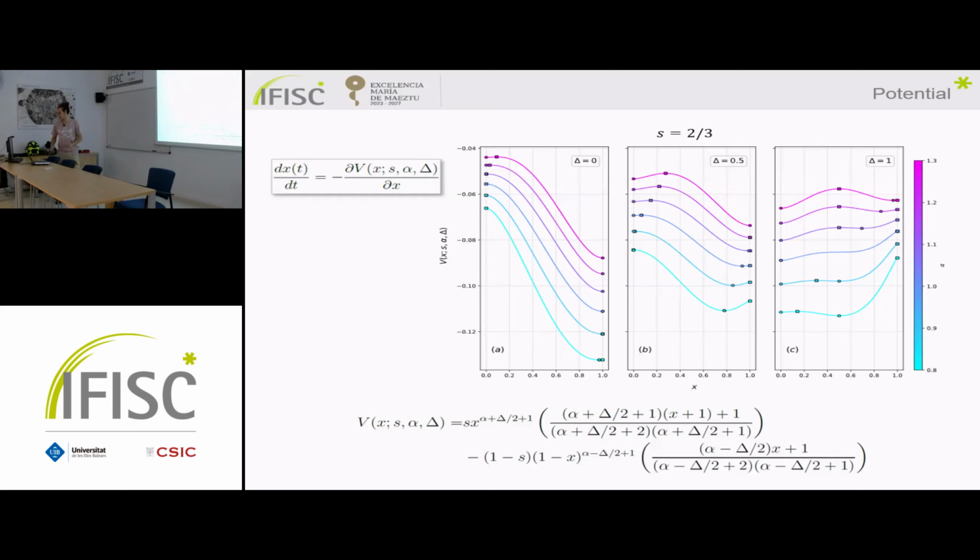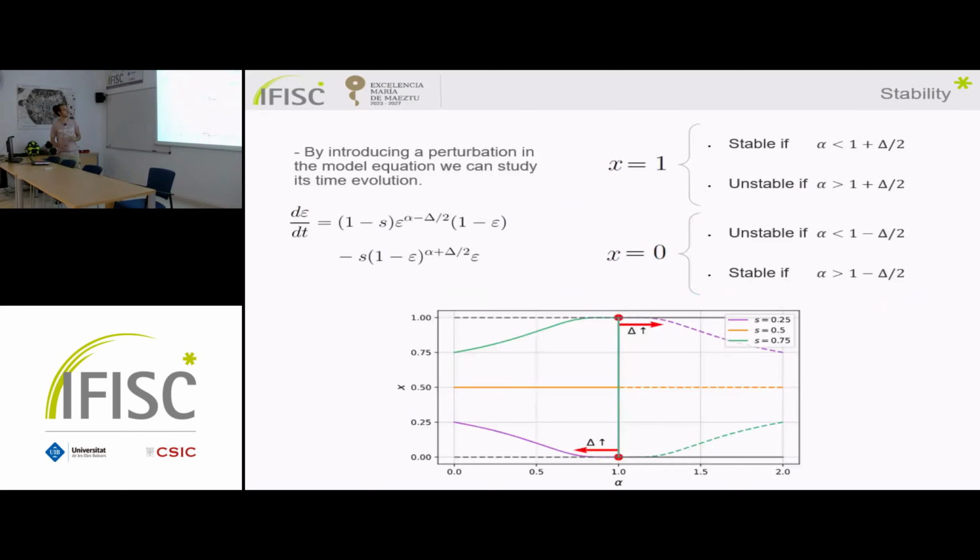Now, having seen this qualitative first step, we can go to the stability analysis. And we do that by introducing a small positive perturbation in the trivial fixed points, in the trivial solutions. So we can study the time evolution of this perturbation in the limit of epsilon going to 0. Epsilon is the perturbation. So if the perturbation increases, the fixed point will be unstable and otherwise stable.